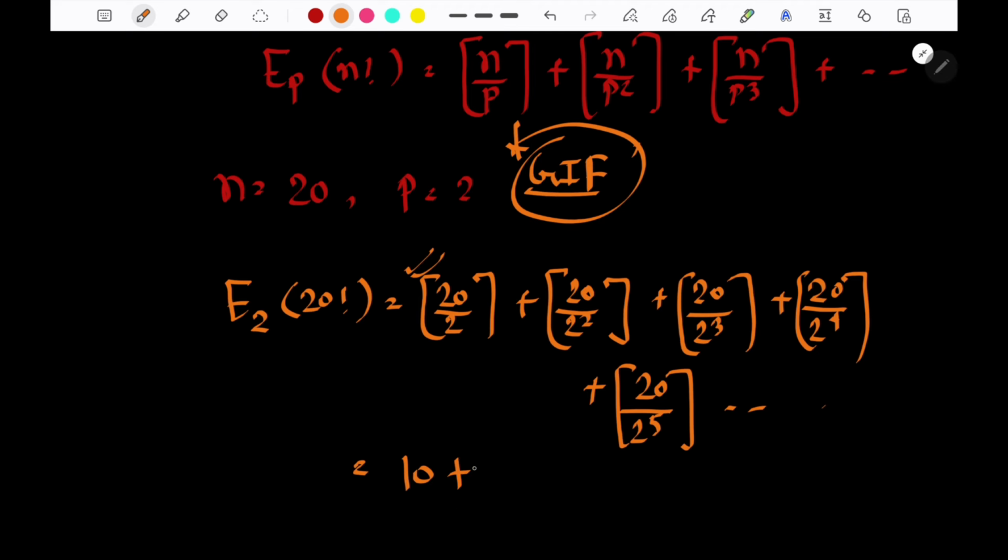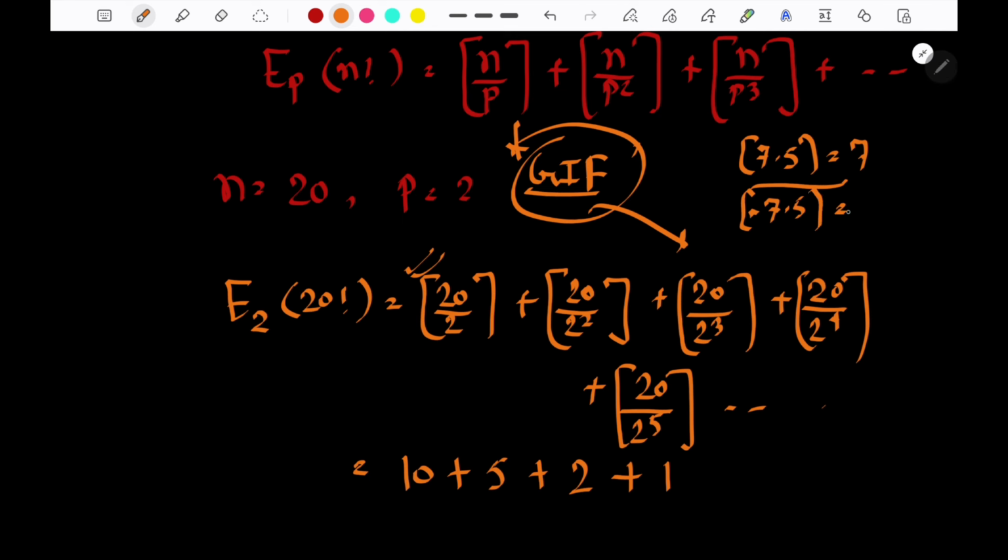Now 20 by 2 is what? 10. 20 by 2 square, it's 5. 20 by 2 cube, it's 2, plus 20 by 2 to the power 4, it will be 1. Why? I have already taught you GIF. What is GIF? GIF is the integer that is equal to or less than n, that is, to the left of n. For example, if I say 7.5, its GIF will be 7. But if it is minus 7.5, it is minus 8. Why? Greatest integer less than or equal to x. It means if it is minus 7.5, which is the nearest integer to the left of minus 7.5? It is minus 8, not minus 7. So that's why this is the answer.